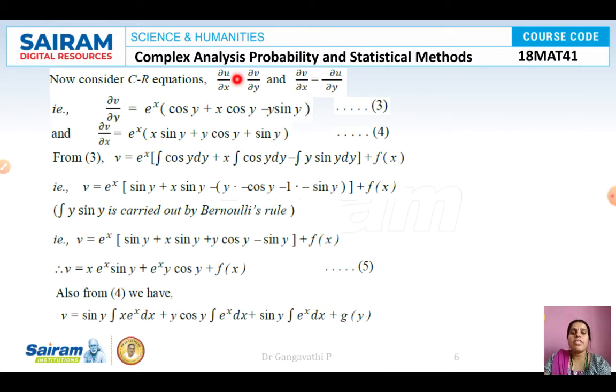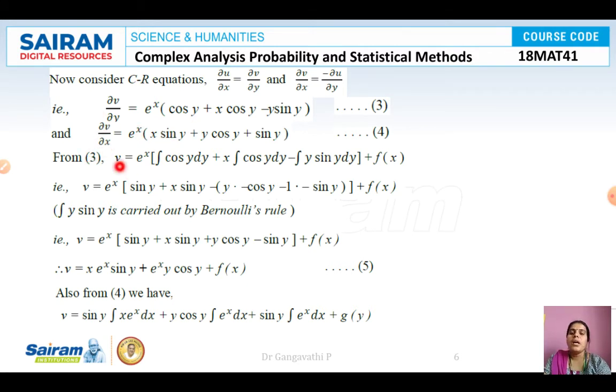So use the CR equations. This is the first CR equation and this is the second CR equation. Replace ux by dou v by dou y and replace dou u by dou y by minus dou v by dou x. So these are the two expansions we have got. Now integrate 3 and integrate 4.